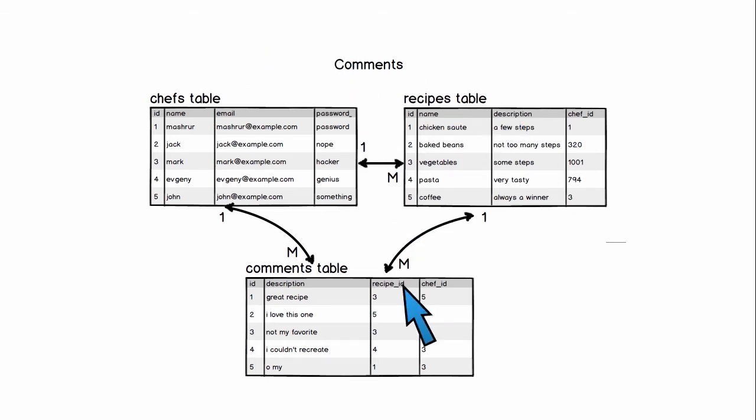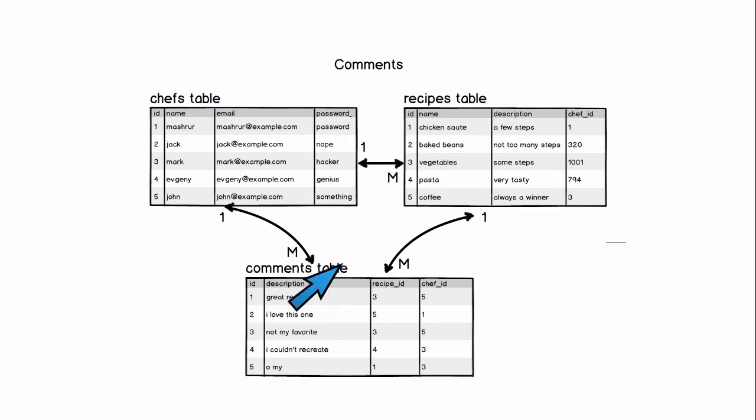So you have a one-to-many association between recipes and comments. So comments, you're going to have a description of the comment, so whatever it is. And then you have the many side of the one-to-many association with recipes. So you'll have a recipe ID, which will be the foreign key, right? So you can have a comment, and then as long as the recipe ID is there, you can always associate that comment with that recipe. So great recipe, and this is recipe ID 3 right here. So vegetables has a comment that has the description of great recipe.